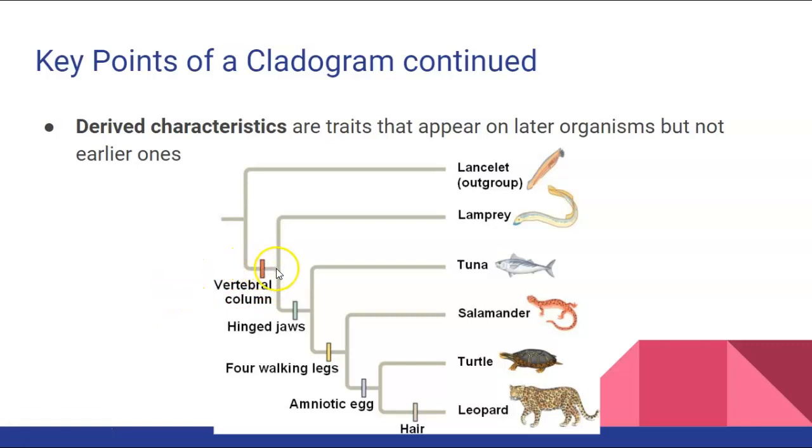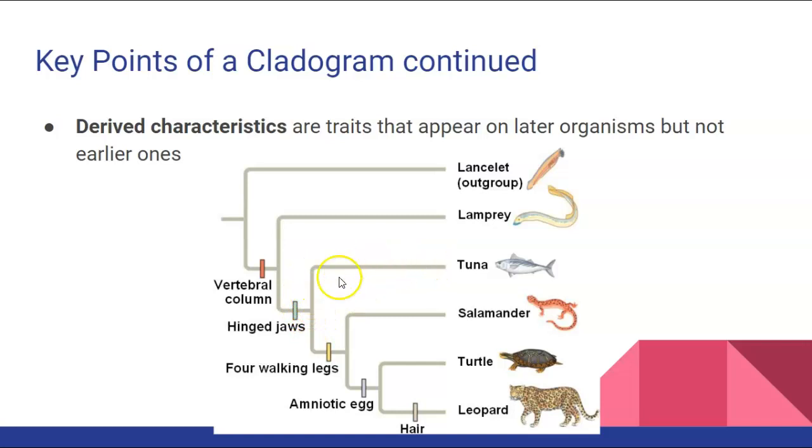As we continue on and we go through this, we have a second speciation event, a second node. So now the lamprey, it has a vertebral column, but it does not have the rest of these derived characteristics. So it is on its own, and the rest of these have a hinged jaw. That means that they can move their jaw up and down like you can. As we continue on, you just sort of see how it changes.